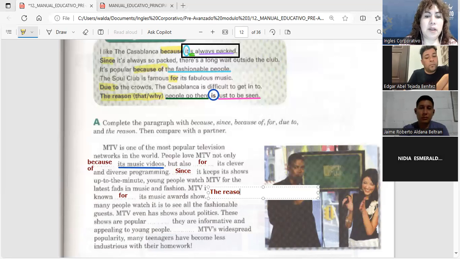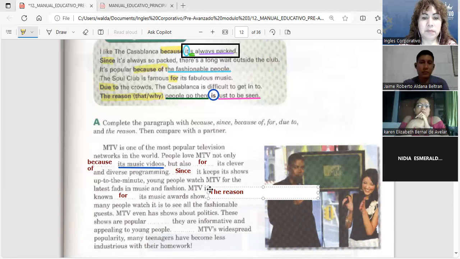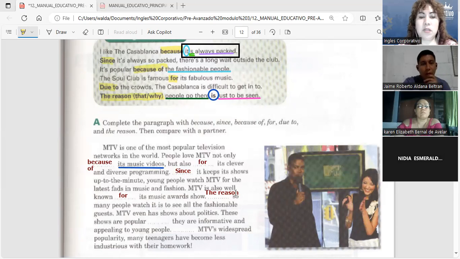The reason why. Perfect, yes. The reason, or simply the reason. You can say the reason why, or just, in my case, I'm just going to put the reason. So the reason so many people watch it is to see all the fashionable guests.